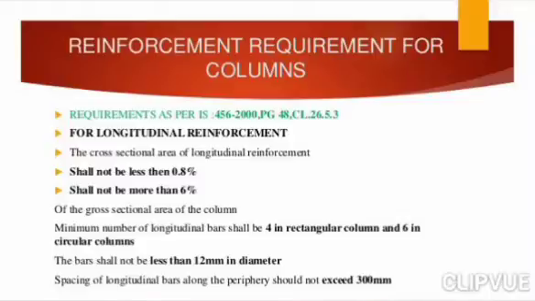Reinforcement requirements for columns, as per IS 456-2000. For longitudinal reinforcement, the cross-sectional area of longitudinal reinforcement shall not be less than 0.8% and shall not be more than 6% of the gross sectional area of the column. The minimum number of longitudinal bars shall be 4 in rectangular columns and 6 in circular columns. The bars shall not be less than 12 mm in diameter. Spacing of longitudinal bars along the periphery should not exceed 300 mm.